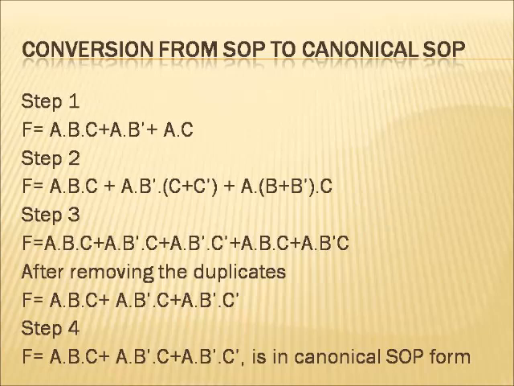And step number 4, after removing the duplicates, we are getting the expression in the canonical form. So A.B.C + A.B'.C + A.B'.C' is in canonical SOP form.